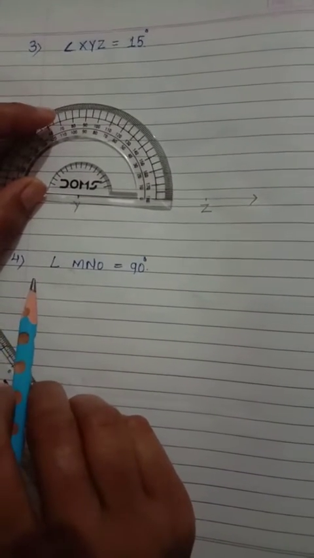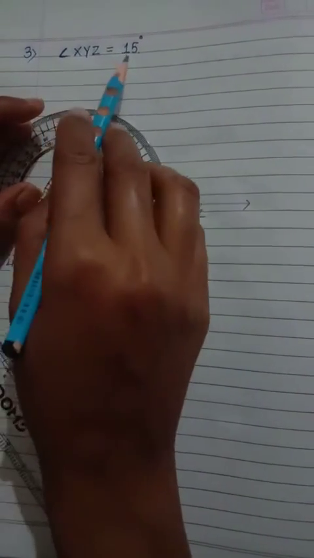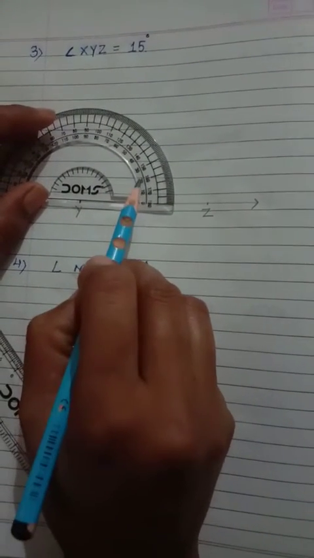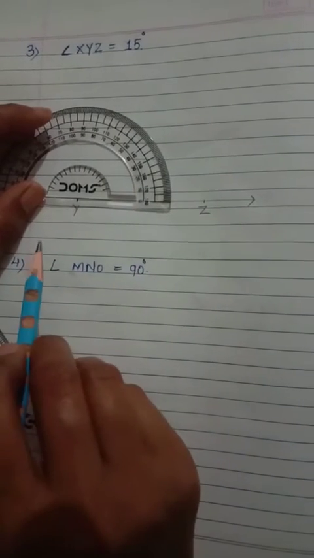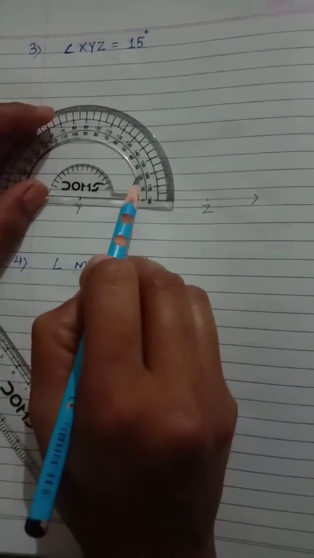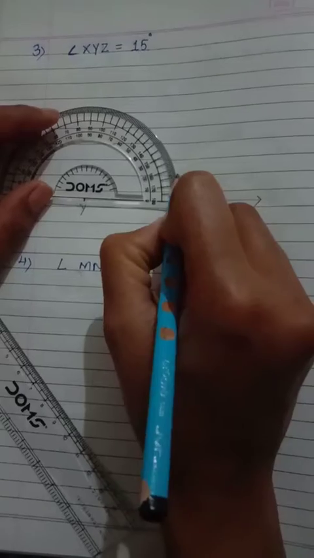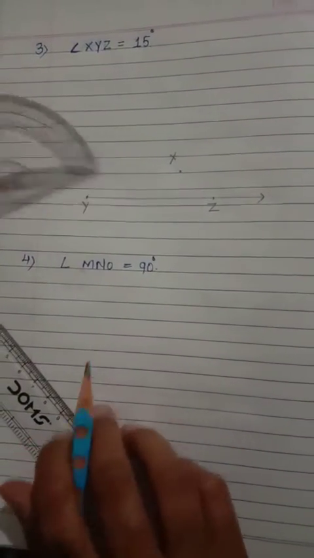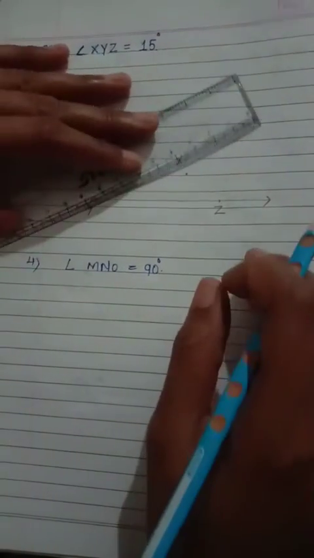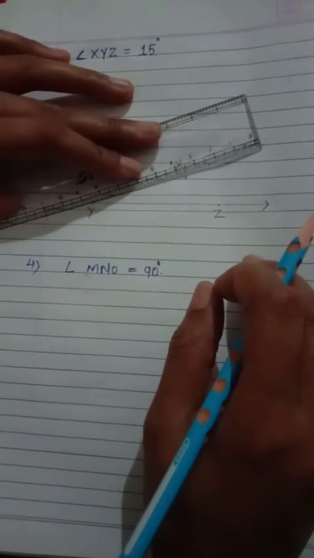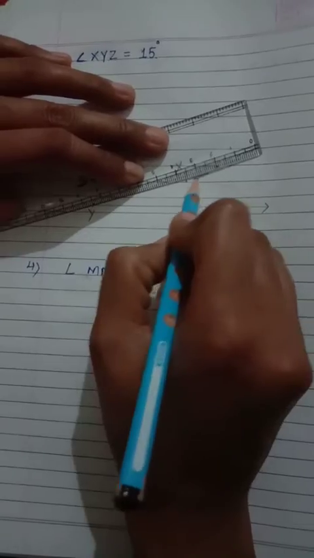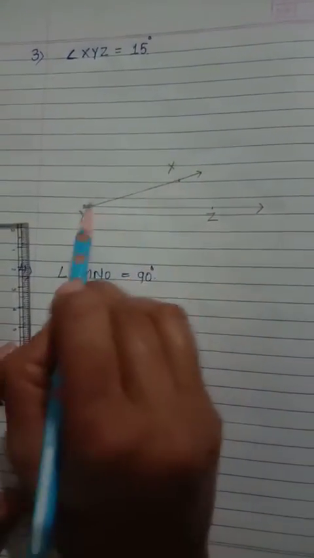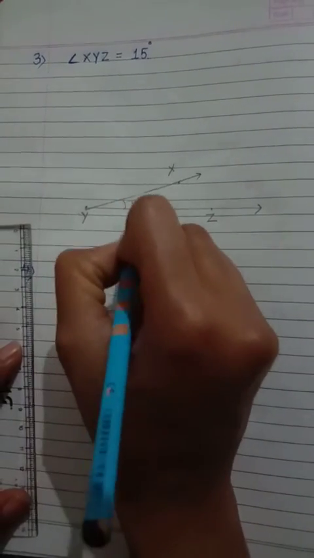Now we use inner scale to measure the angle 15 degree. This is 0 degree, this is 10 degree, this is 20 degree. 15 degree will come in exactly between 10 and 20. So here I am going to mark the point X. Then we remove the protractor and join this point X with the Y using ruler. So this is the angle XYZ which is of 15 degree.